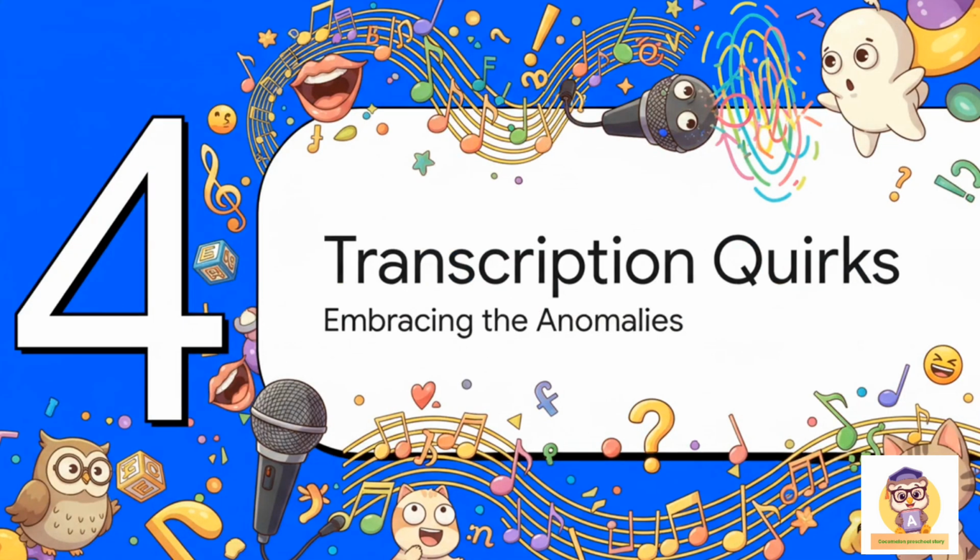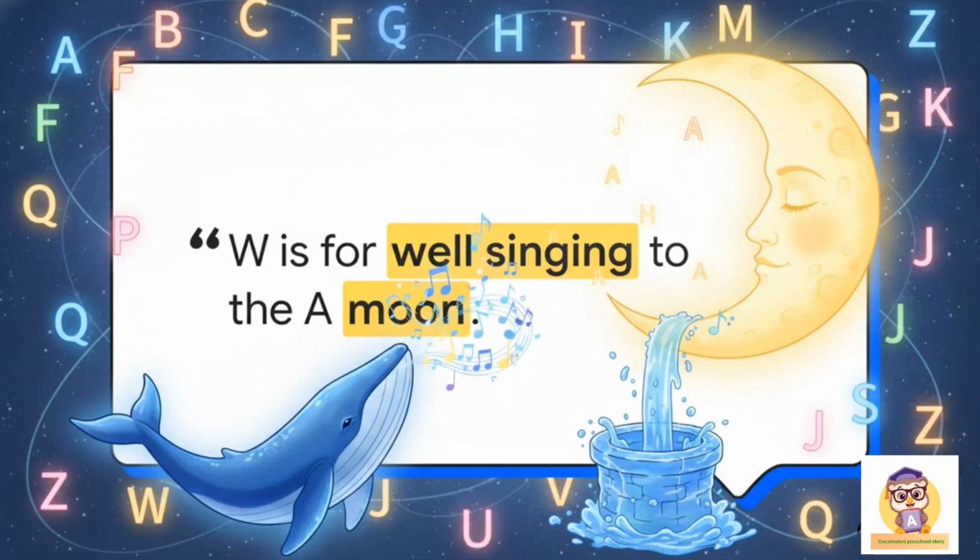Section 4. Transcription anomalies, embracing the quirks. Okay, let's explore my absolute favorite part of this text, the surprisingly funny transcription anomalies. W is for whales singing to the A moon. Instead of your standard association, like say a whale singing to the moon, we get this wonderfully surreal, poetic phrasing. It completely unexpectedly demands your full attention simply because it's so delightfully out of the ordinary. It completely shakes up our expectations.